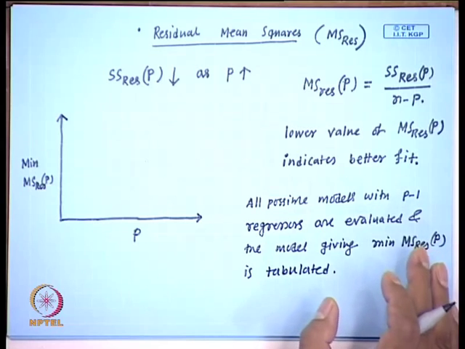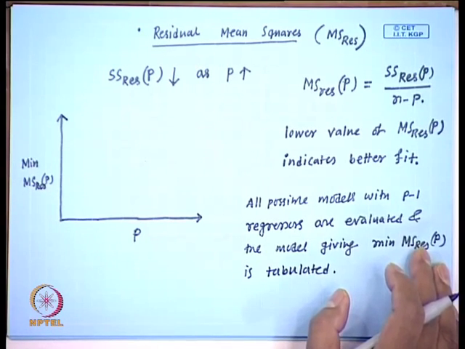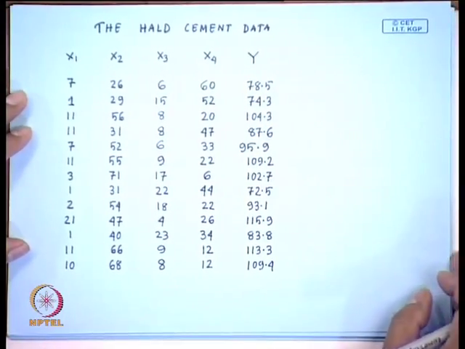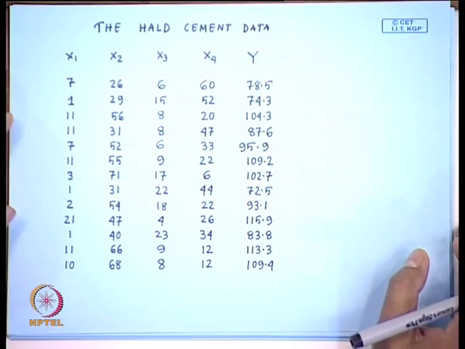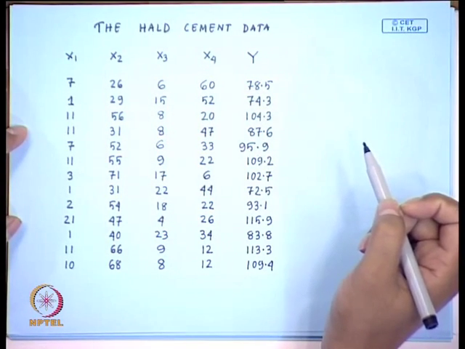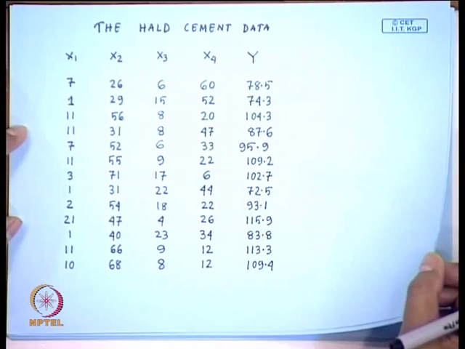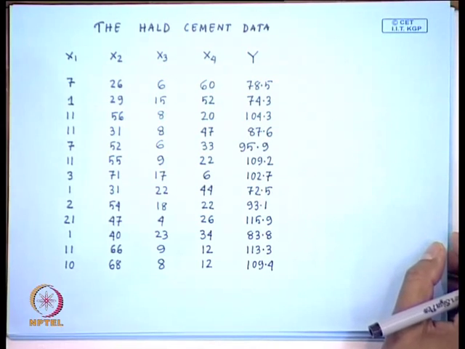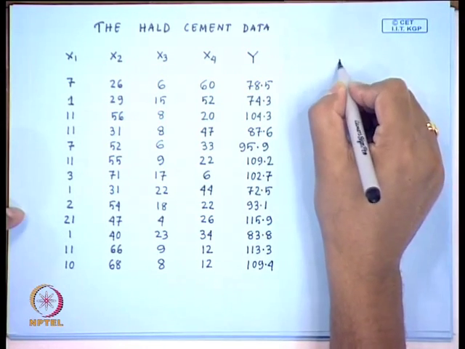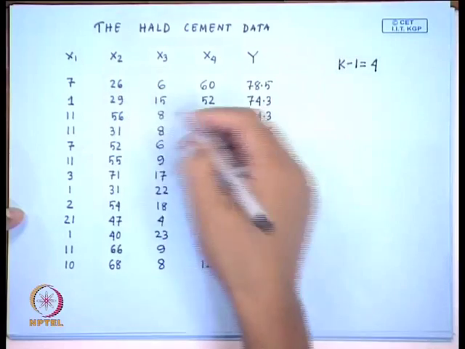Okay, so to explain this one, let me recall the example we discussed in the last class. We'll be considering the same example, the Hald cement data. So, here we have 4 regressors and 1 response variable. So, k minus 1 is equal to 4, where k minus 1 stands for the number of regressors.